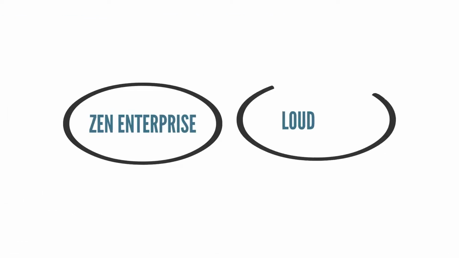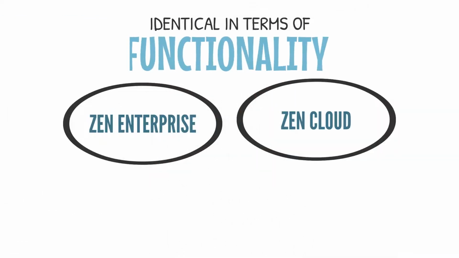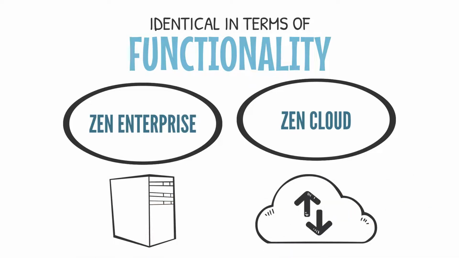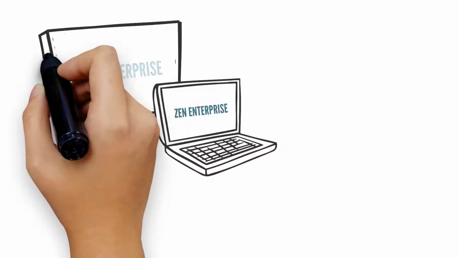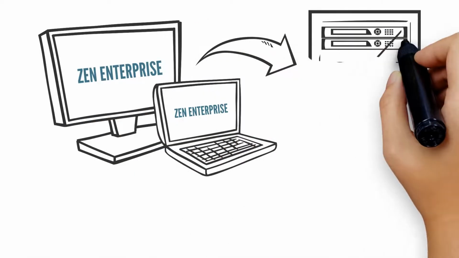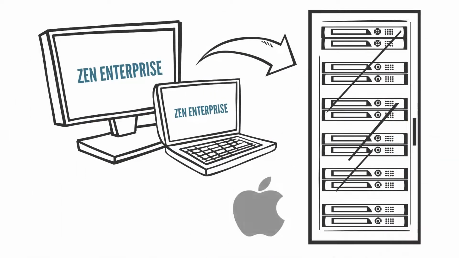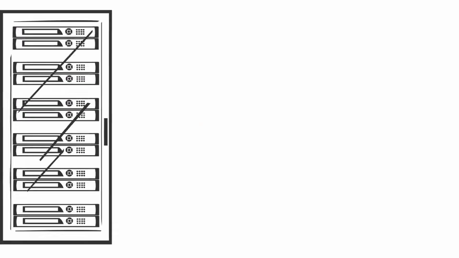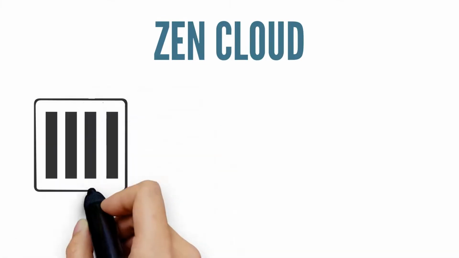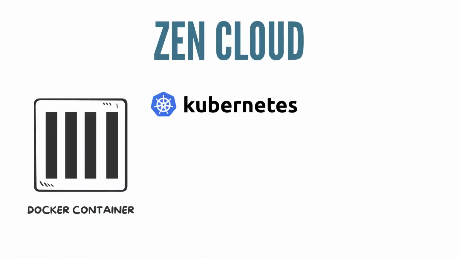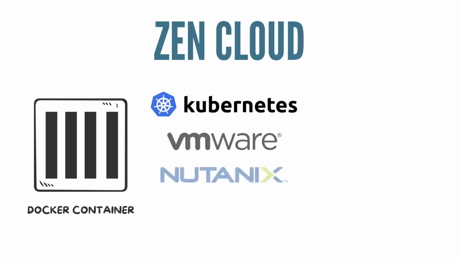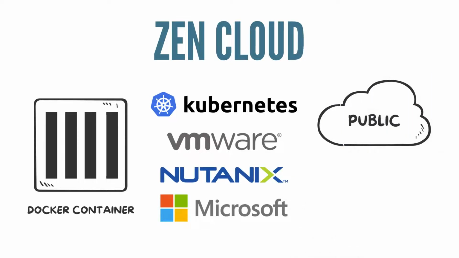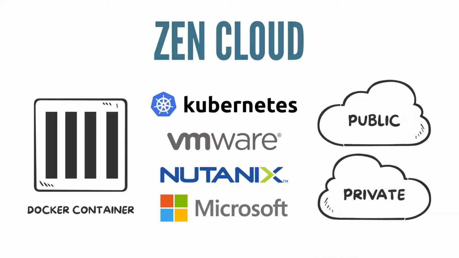Zen Enterprise and Zen Cloud are identical in terms of functionality, but intended for deployment in distinct environments. Zen Enterprise runs on laptops and desktops, as well as ruggedized and commercial servers running Mac OS, Windows Server, and popular variants of Linux. Zen Cloud runs in Docker containers with Kubernetes management and hypervisors from VMware, Nutanix, and Microsoft. It can also be installed on VMs in public and private cloud deployments.